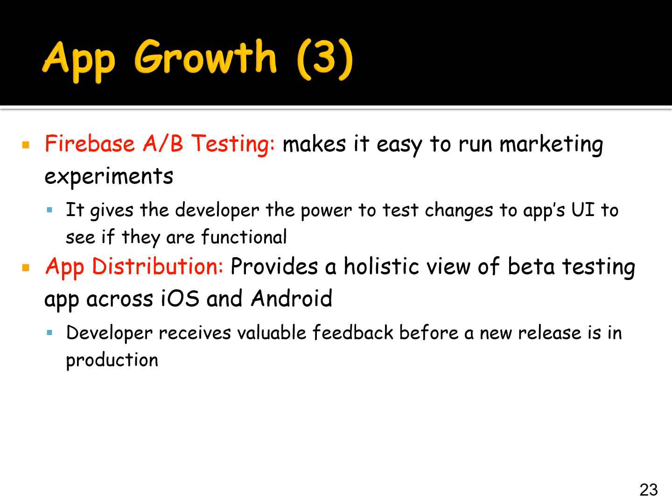It gives the developer the power to test changes to app's UI to see if they are functional. In A/B testing, the developer can customize the experiments to test variety of updates. It also provides analysis on backend and helps to determine the best performance updates and reduces the chances of negative repercussions in the later stages of the app life cycle.